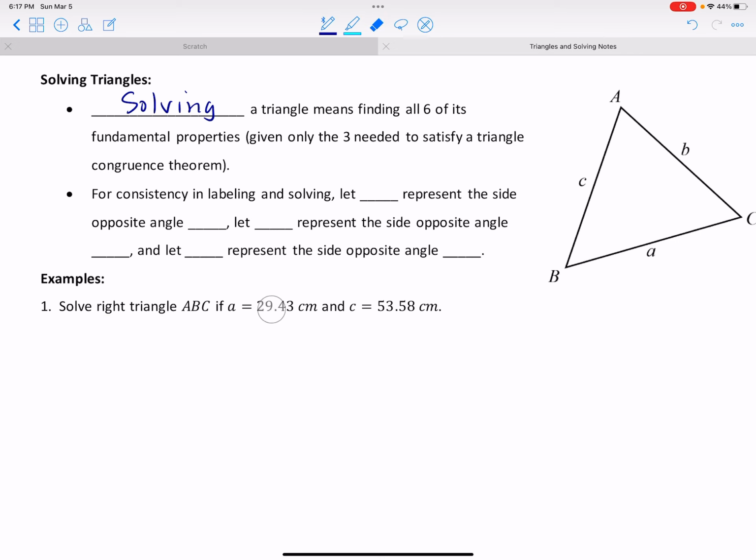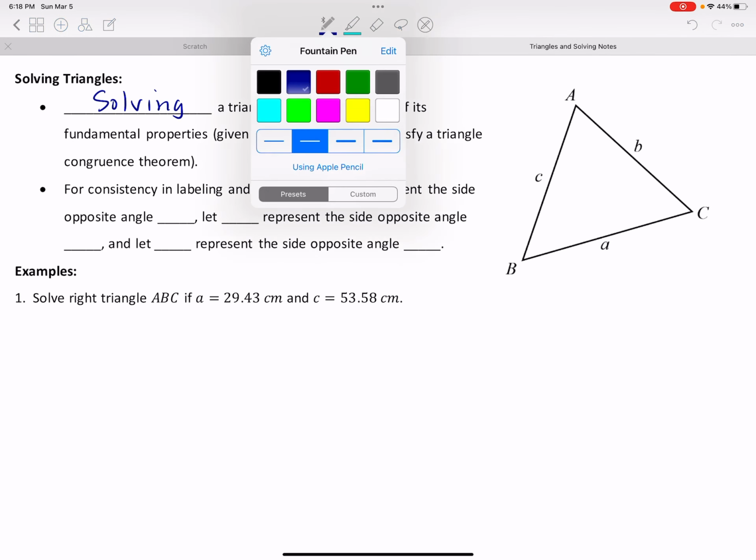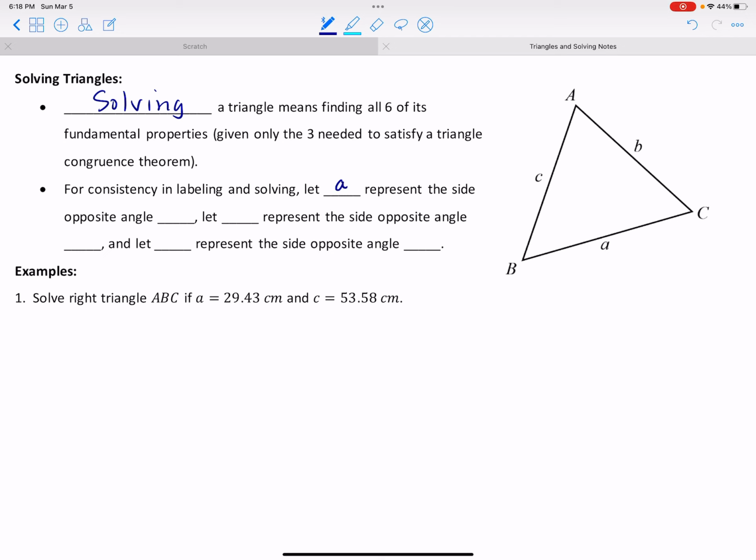So we're going to be given 3 components. We're going to find the missing 3. Right now we have enough skills to do this with right triangles, and then after we look at what we call the law of sines and the law of cosines, we'll be able to do this for any triangle. Now, for consistency in labeling and solving, we need to make sure that we're all on the same page. So we're going to let lowercase a represent the side that is opposite of angle A. We're going to let lowercase b represent the side opposite of angle B. And then lowercase c is going to represent the side that's opposite of angle C. So we're going to use capital A, B, and C for angles, and then lowercase a, b, and c for the sides that are opposite of those respective angles.